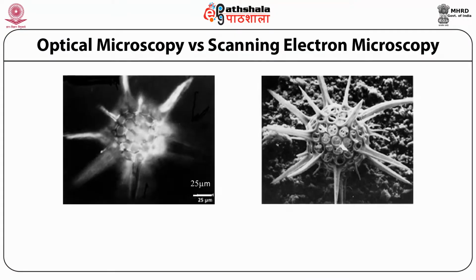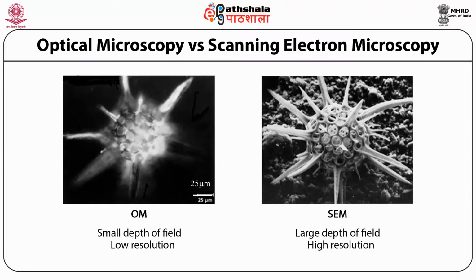Optical microscopy versus scanning electron microscopy. As you can see here, there are two images of the same object: using OM, optical microscopy, there is a small depth of field and low resolution, and using scanning electron microscopy, SEM, there is a large depth of field leading to high resolution.